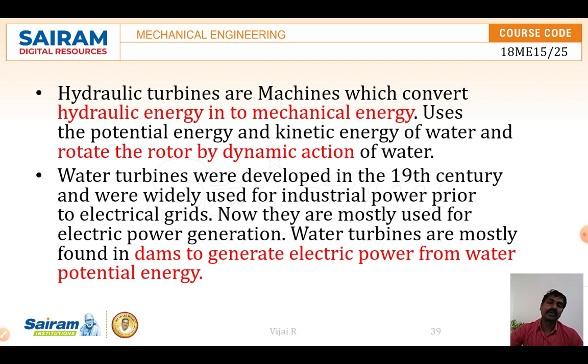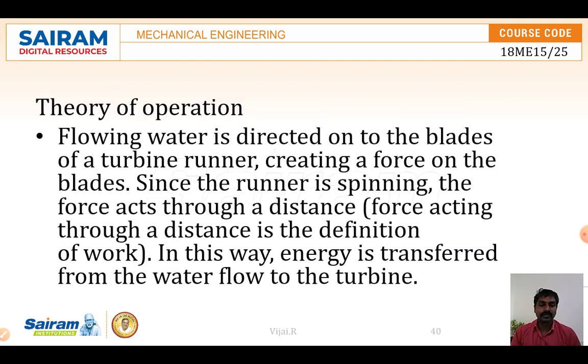Wherever the dams are there, wherever the water is getting stored, from there we can get the potential energy of water, which is then converted into the rotational energy of the shaft. The flowing water is directed to the blade of the turbine runner. It creates a force on the blade. Since the runner is spinning, the force acts through a distance, and that is the way the energy is transferred from the water flow to the turbine.